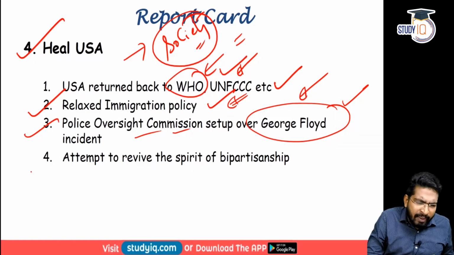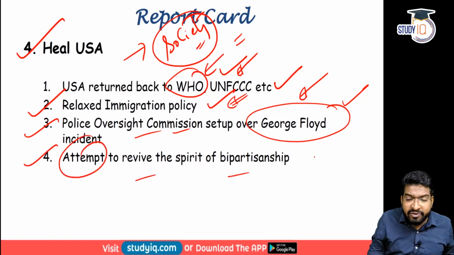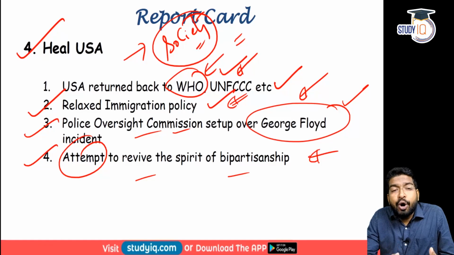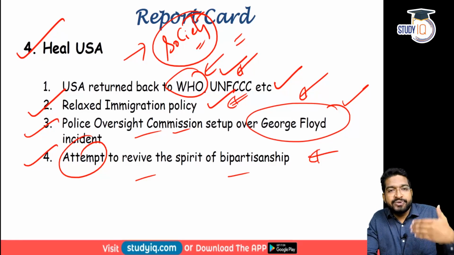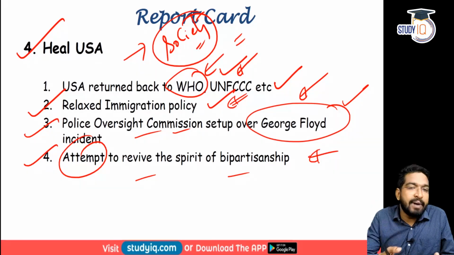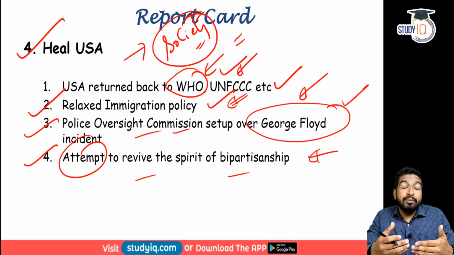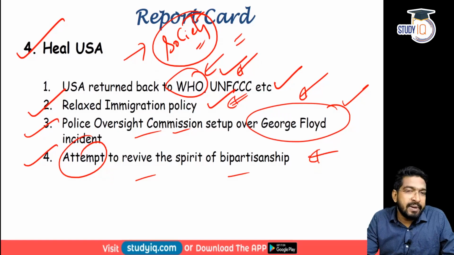Apart from that, Biden did attempt to revive the spirit of bipartisanship in the United States. Now, what does this mean? He tried to bring on board not just Democrats, because Democrats would be with him. He is from the Democratic Party, but he tried to build a consensus even by getting the support of Republicans, right?